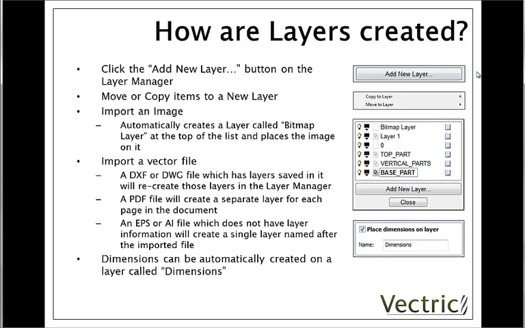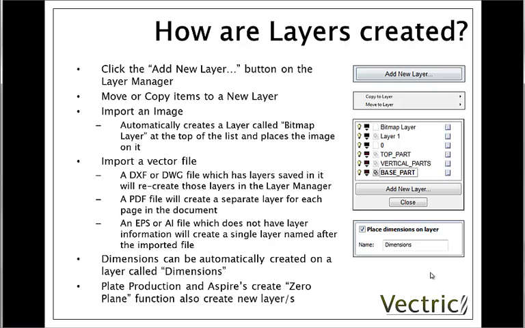When we create dimensions in the software, we have the option to check a box to place dimensions on a layer, and we can give that a name. By default it's called dimensions, and again, much like the bitmap, because that's a specific type of information and can only be used in a certain way in the software, it's normally a good idea to keep that on a specific layer so that it's easy to switch that on and off as you want to use it. Finally, there's a couple of specialist functions, the plate production, and also within Aspire the create zero plane function, that will create a set of layers or a specific layer to put that data on.